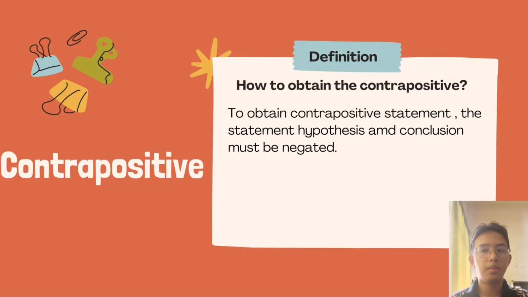Today I'm going to be explaining about contrapositive. So how do we obtain the contrapositive? In order to obtain the contrapositive, you must negate both the hypothesis and the conclusion, and the conclusion must be in front and the hypothesis must be at the back. So basically, the contrapositive is both the inverse and converse of the statement.